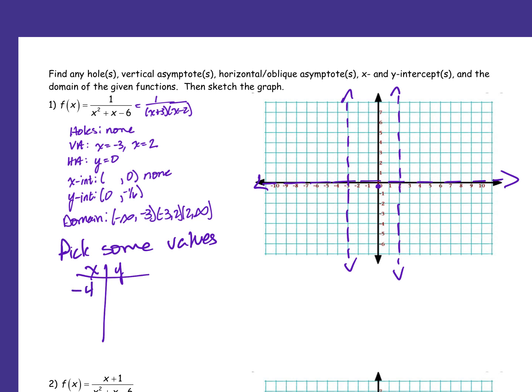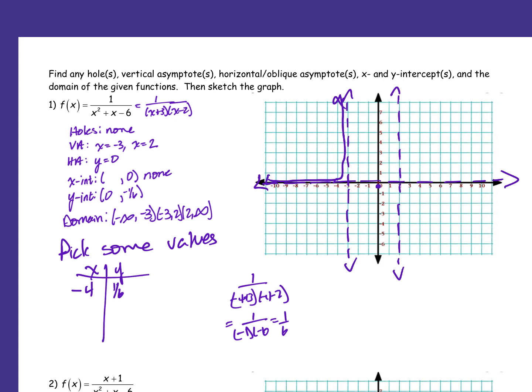So I'm going to pick -4, and I'm just going to plug -4 in. So I've got 1 over (-4 plus 3) times (-4 minus 2). So 1 over -1 times -6. So that's positive 1/6. So that means in this area, it's on top of this graph. So it's going to look like this. Beautiful.